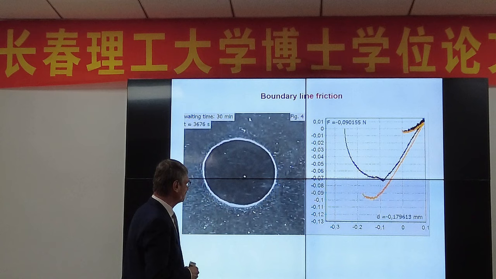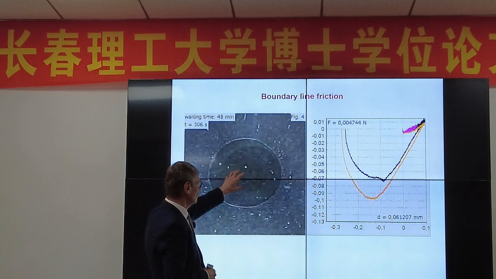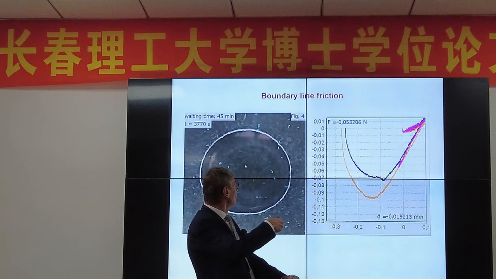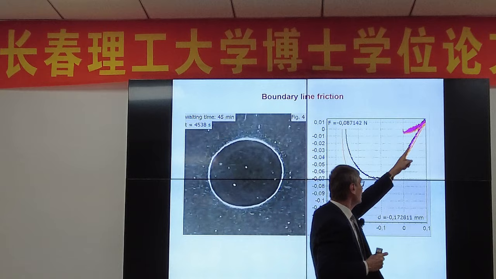So it is detaching. Now it is detaching again. It is moving up to the scene. And then at this point we detach. But the line does not move. And that is why there is a linear dependency of the force and the indentation depth.